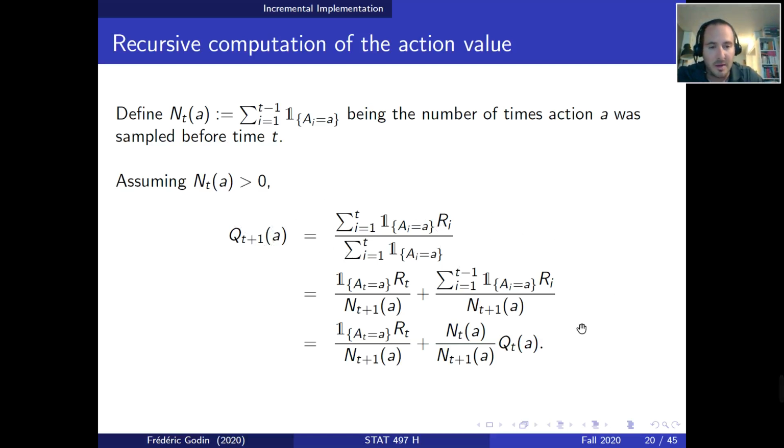And then to go from here to here, we can simply break the summation above. This sum up until time t can be expressed as the last term, the time t term, and the sum of all terms until t minus 1. So we can break the summation into two. And here, this sum of indicators, we said it's the number of times action a was sampled by time t. So by definition, this is simply N_{t+1}(a). The same quantity here and here. This is just the denominator here.